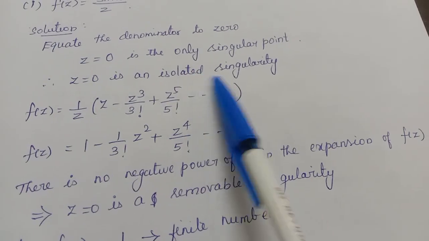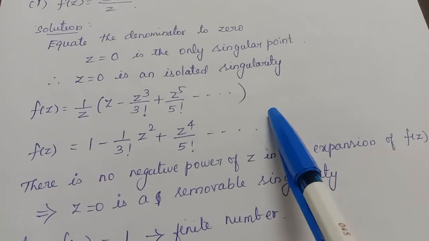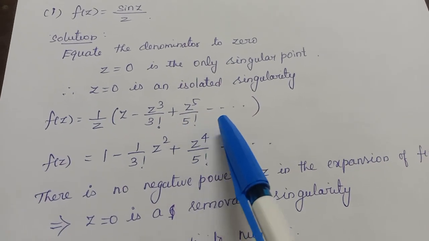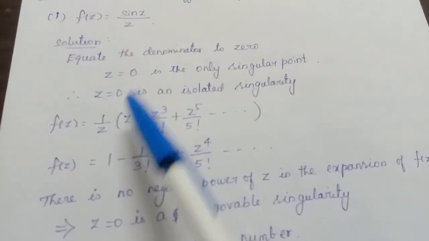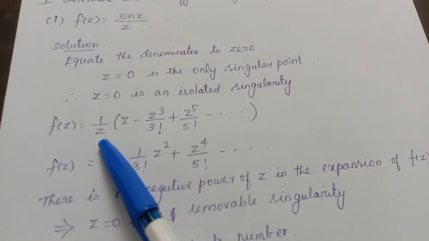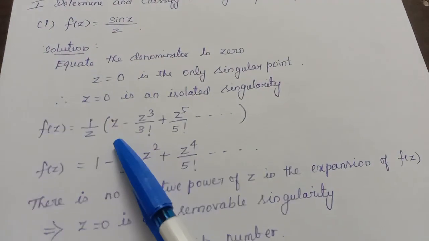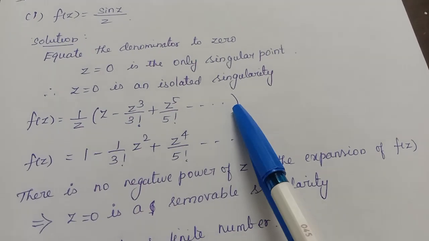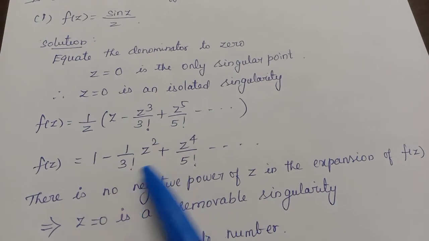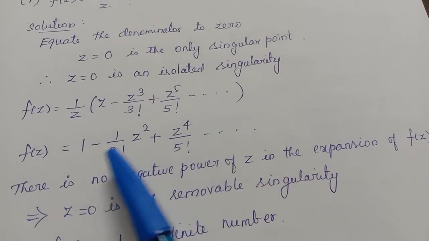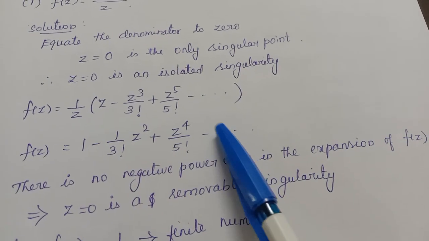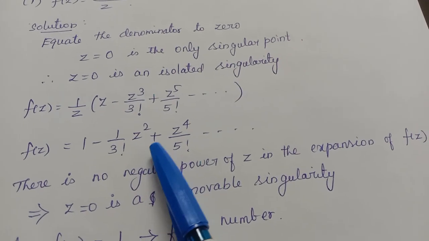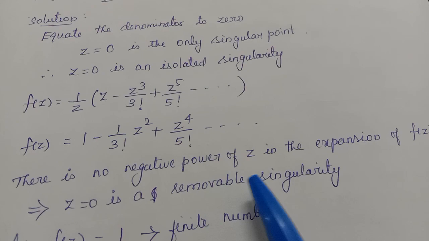After confirming that it is an isolated singularity, there are three types: removable, pole and essential singularity. I have to identify that type. For identifying whether it is removable, pole or essential, I write the expansion. f(z) equal to 1/z, keep 1/z as it is, and write the expansion for sin z: sin z equals z - z^3/3! + z^5/5! - etc. Now multiply this 1/z inside. So here all are positive powers of z, and no negative terms are there. So there is a singular point but no negative power in the Laurent series expansion. That means it is a removable singularity.